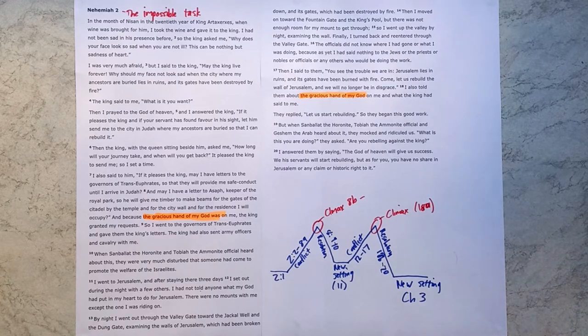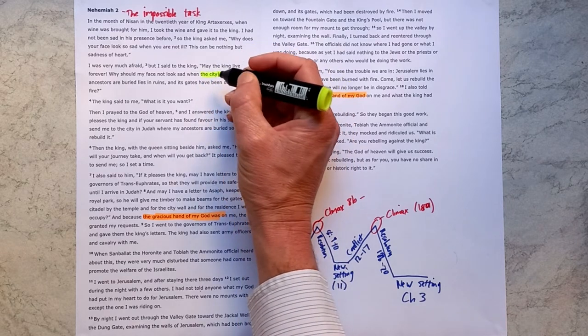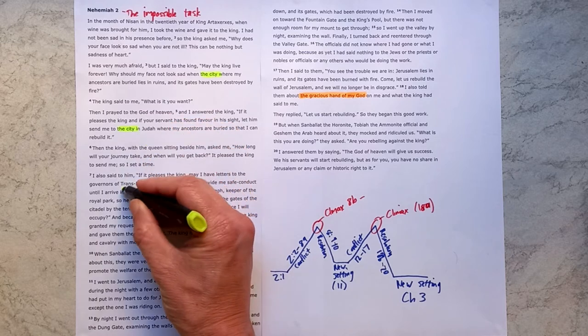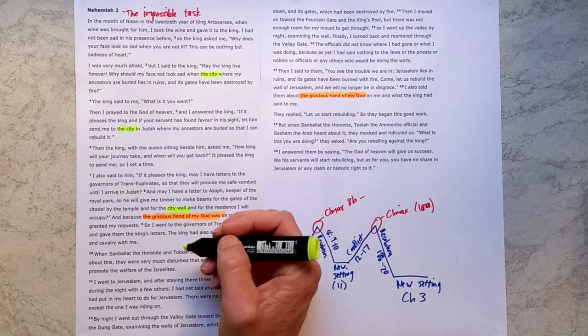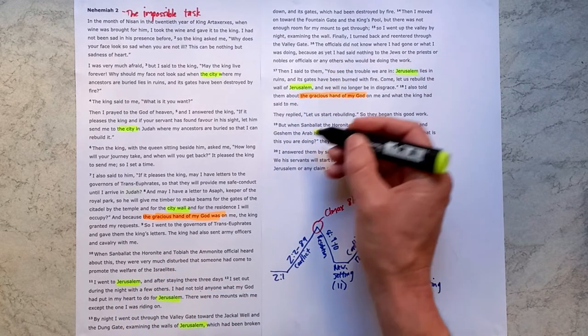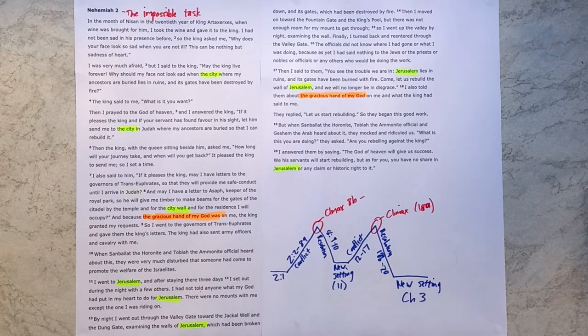So just a couple of other things to notice, repetition in this story. He talks a lot about the city, and he's talking here about the city of Jerusalem, which is in Judah. He's wanting to build the city walls. So there's a big focus on Jerusalem, but it's not so much because Nehemiah wanted to rebuild the city, it's because of what that city meant. It was called the City of Our God.